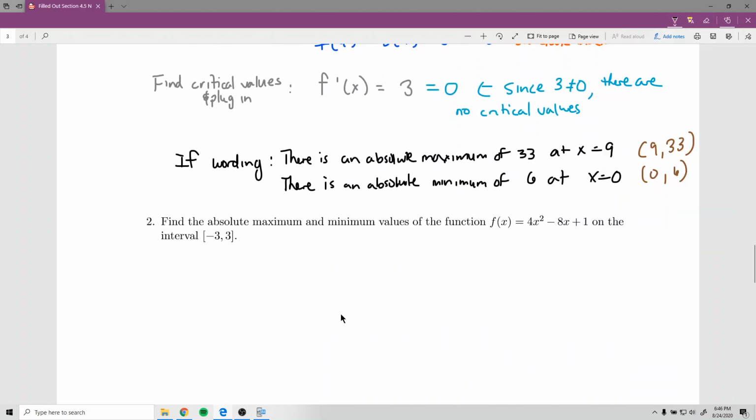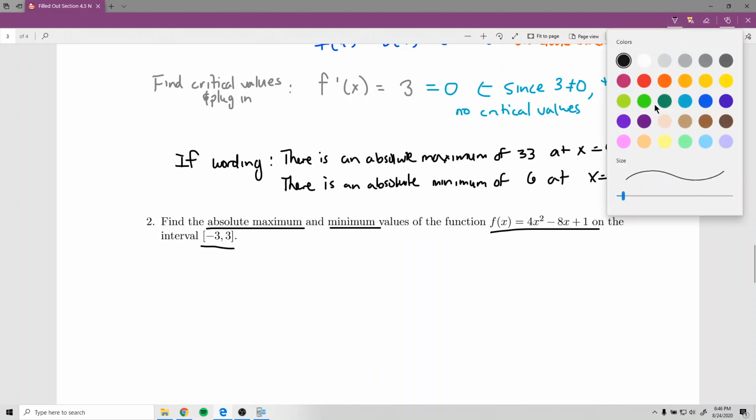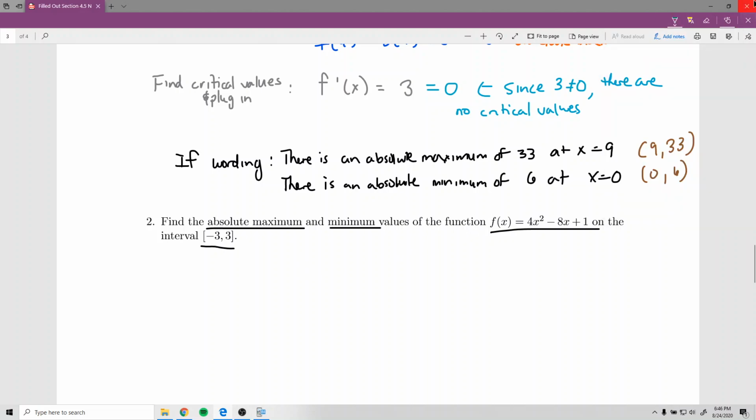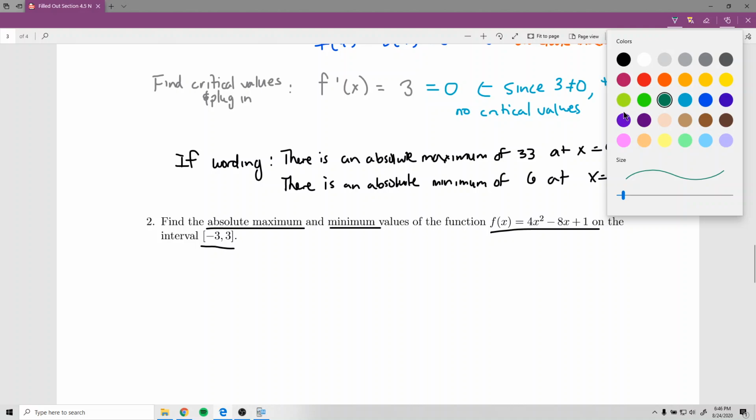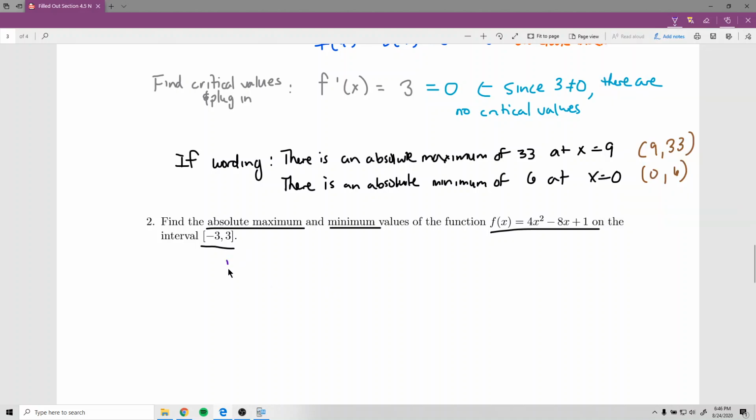All right, number 2, same idea. We want to find the absolute maximum and minimum values of this function. This time we have f of x equals 4x squared minus 8x plus 1 on the interval -3 to 3. Once again, plug in those endpoints first. We plug in -3 to our original function and 3 to the original function. We have 4 times (-3) squared minus 8 times (-3) plus 1.